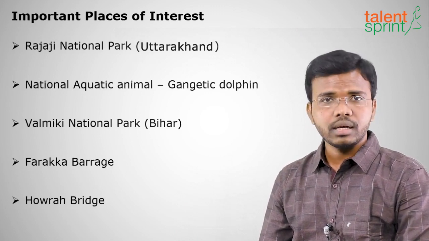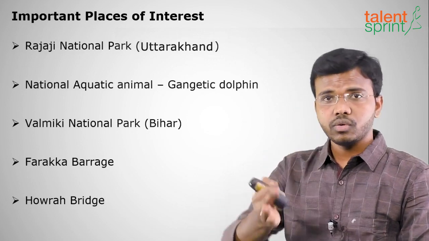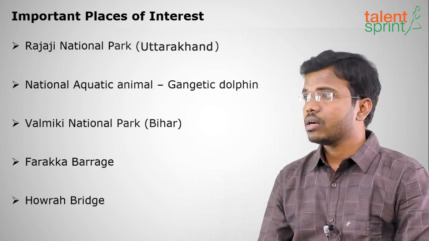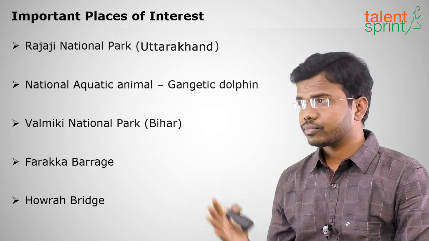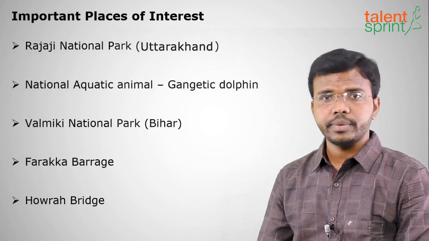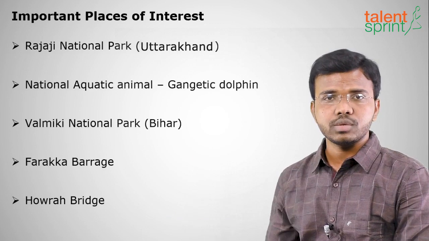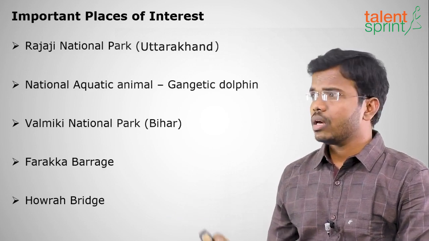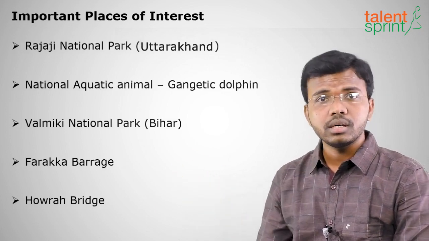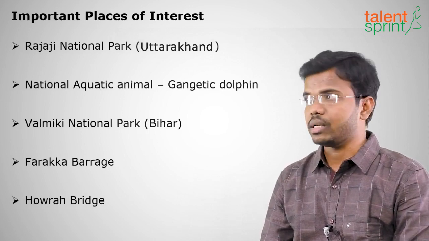National aquatic animal, the Gangetic dolphin. This Gangetic dolphin lives particularly in the Ganges river. It is the national aquatic animal of India. And Valmiki National Park in Bihar, Dudhwa National Park in Uttar Pradesh, Pilibhit Tiger Reserve in Uttar Pradesh. All these are on the Ganga tributaries only. Farakka Barrage, very famous, and Howrah Bridge in West Bengal. Sorry, Farakka Barrage is in West Bengal. These are very famous places of interest along the Ganges.